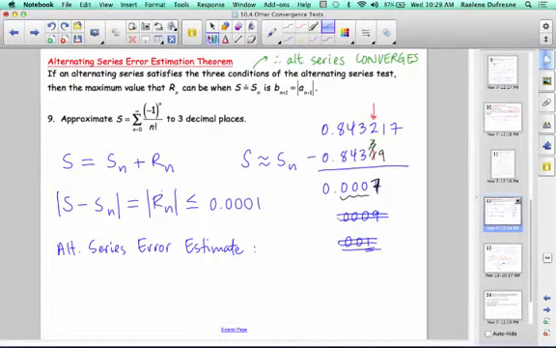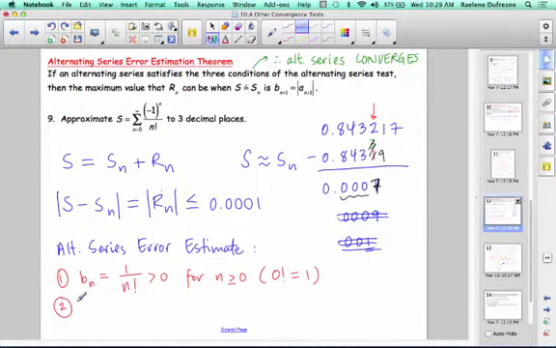So my 3 conditions are: my Bn term, which is equal to 1 over n factorial, without the negative 1 to the n, is positive for n greater than or equal to 0. Recall that 0 factorial is equal to 1. My second condition says that Bn, which is 1 over n factorial, has to be greater than or equal to Bn plus 1. So Bn is equal to 1 over n factorial, and Bn plus 1 is equal to 1 over n plus 1 factorial, which is a bigger denominator, and therefore a smaller fraction, and so this is purely greater than, which means that the second condition is true.